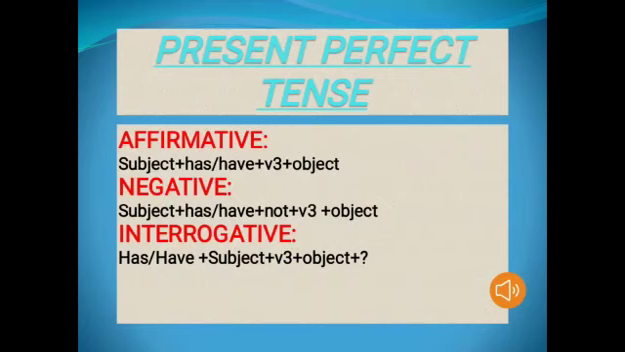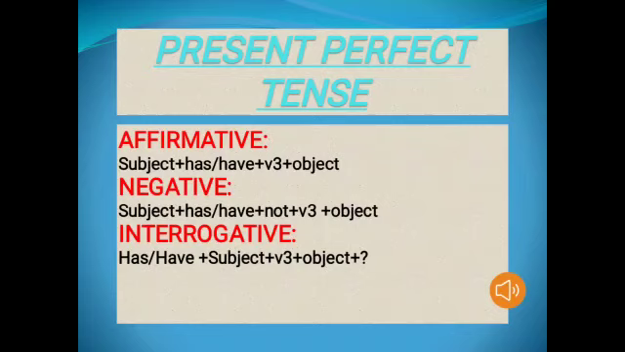The third part of present tenses is present perfect tense. And how to use them? What are the rules to write a present perfect tense? The first is affirmative. When there are affirmative sentences, the rules are subject plus has or have plus third form of the verb plus object. And you know how to use has or have? With singular we use has, and with plural we use have. With I and you also we use have.